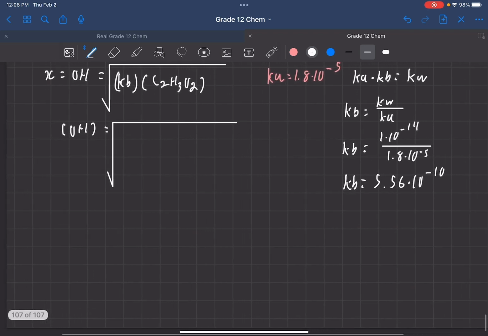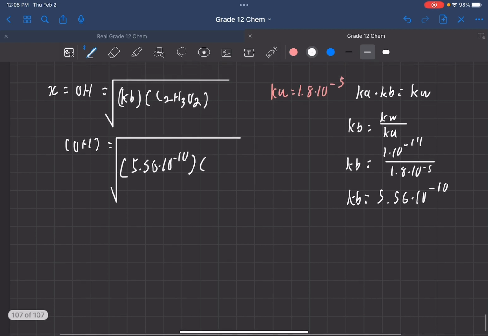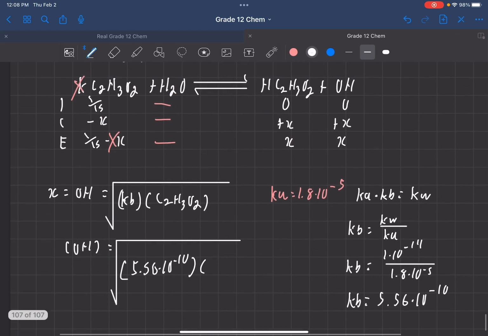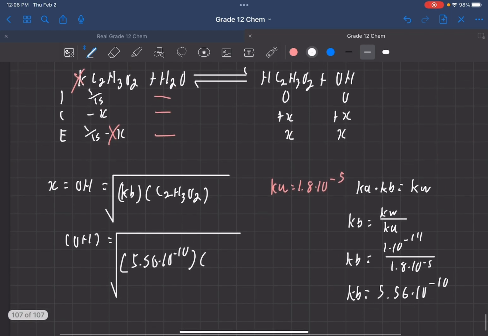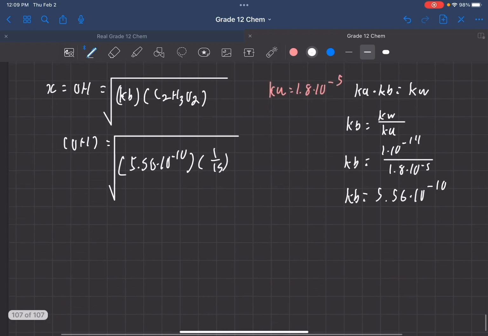So let's plug that in over here. So 5.56 times 10 to the negative 10. Multiply that by our ethanate ion concentration at equilibrium, which would be 1 over 15 minus x, but we get rid of that x because it is negligible. So just times 1 over 15, and we end up getting a hydroxide concentration of approximately 6.086 times 10 to the negative 6 molar.